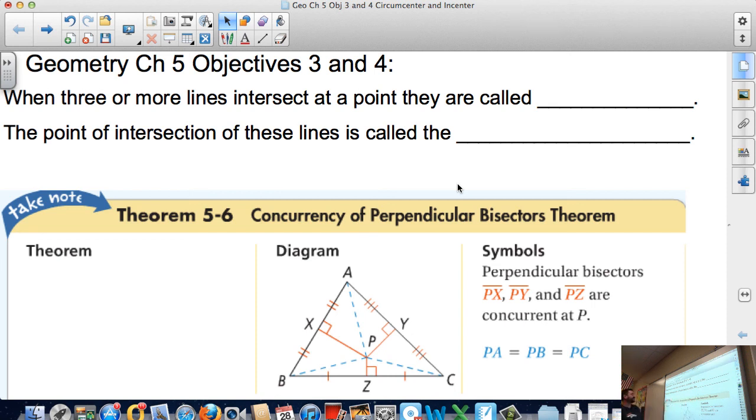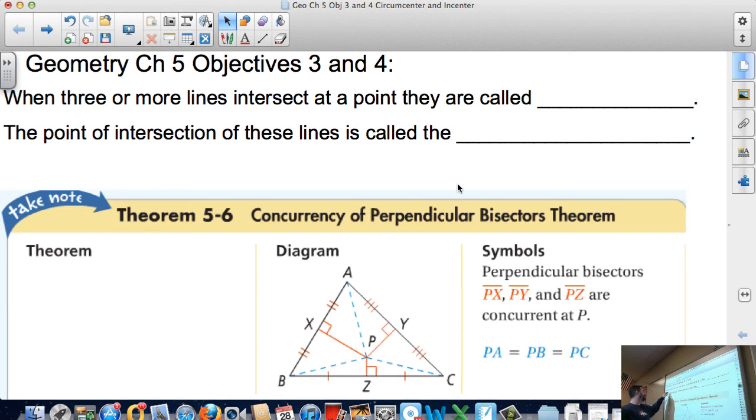All right, today we're going to look at the third and fourth objectives in Chapter 5, which is going to look at both the circumcenter and something we call the incenter of a triangle. So let's get right to it. Before we really get into what those two things are, a little bit of background information that we need in terms of terminology that we should all be familiar with.